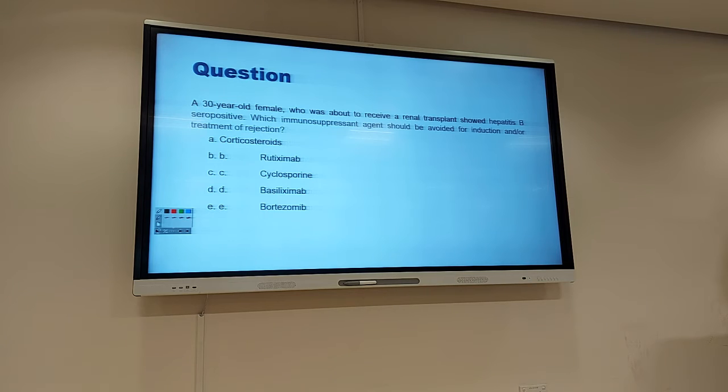Rituximab. Why? Because rituximab is not reactivated by this. Yeah, so it's mainly rituximab.